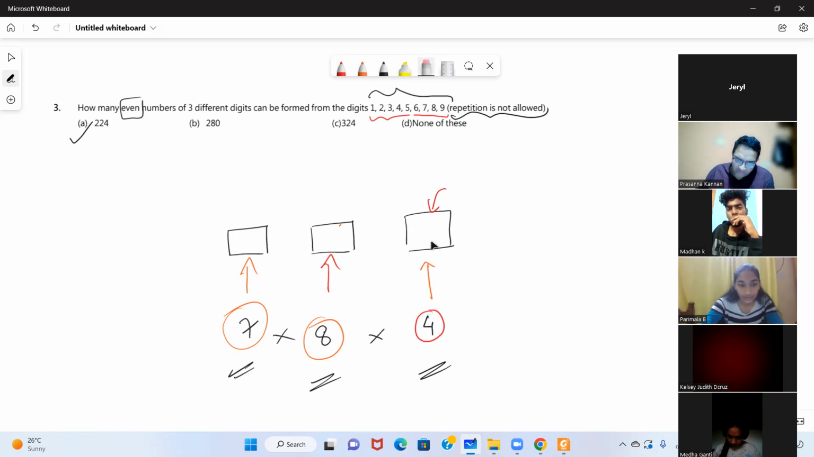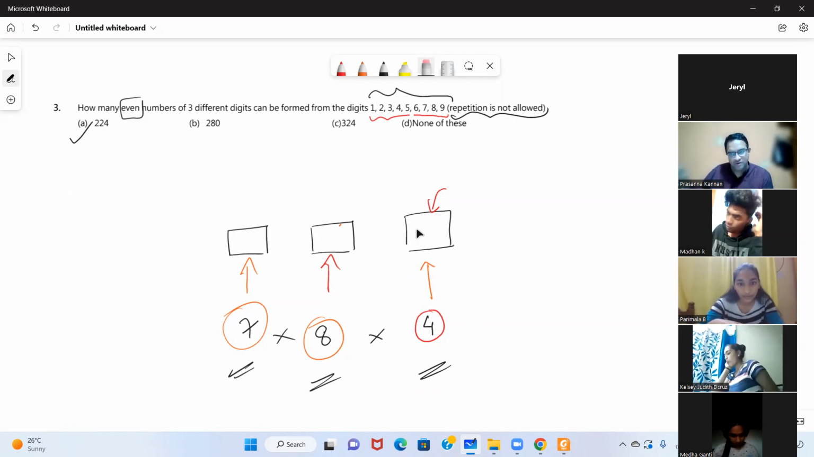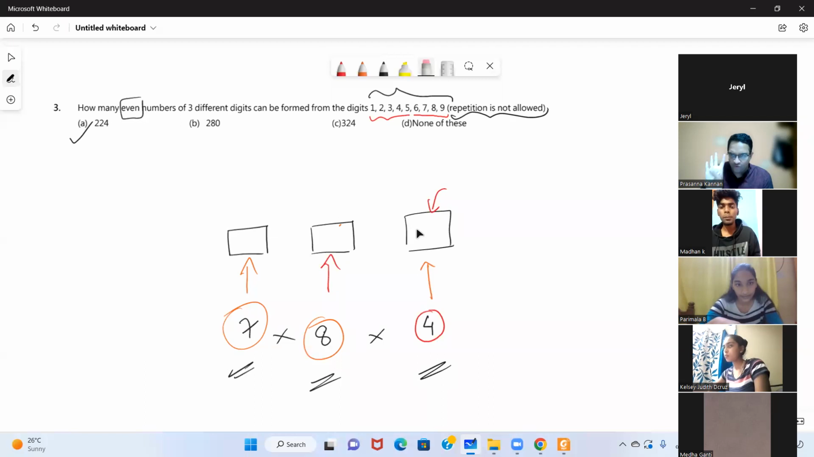So, what is the number of ways in which I can fill this position? 4 ways. Out of 1 to 9, we only have 4 even numbers. I can either fill it with 2 or 4 or 6 or 8, correct? So 4 ways. That's understood, Parimala? Yes, sir.